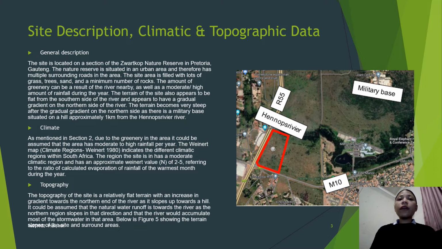Then, in terms of climate, the area has a moderate rainfall, with a Weinert N-value of between 2 and 5. And topography, the site is relatively flat, but towards the Henops River on top there, it slopes up with a gradual slope first and then a steep incline, as we have the military base there, as well as a mountain not far from the site.